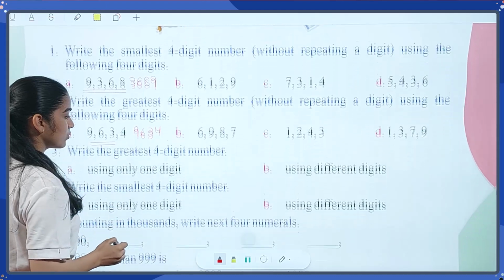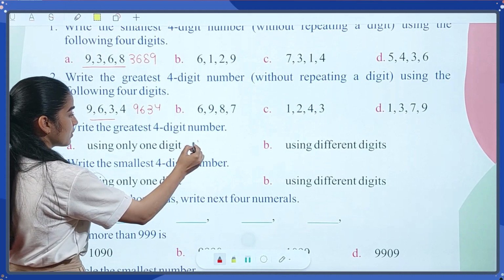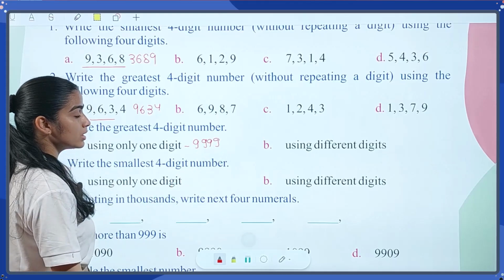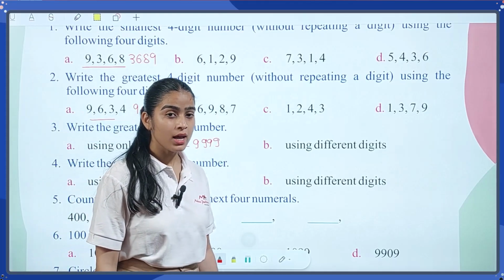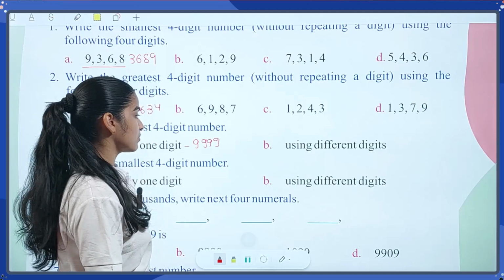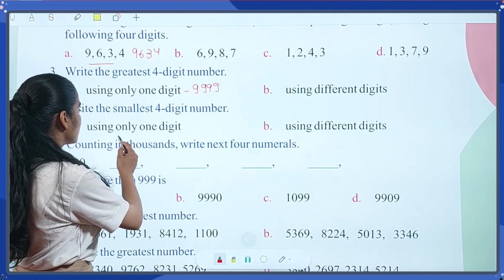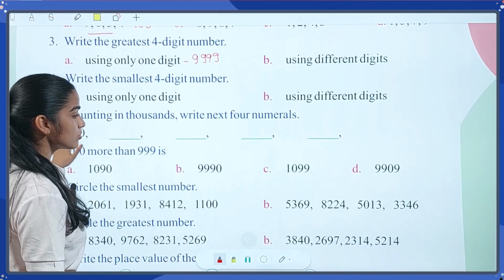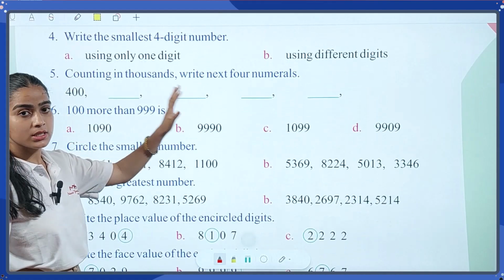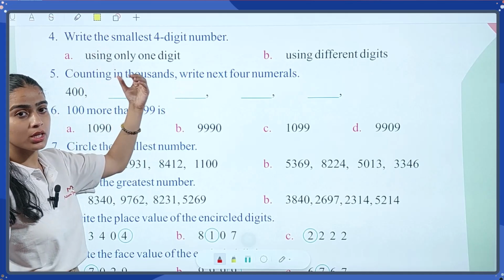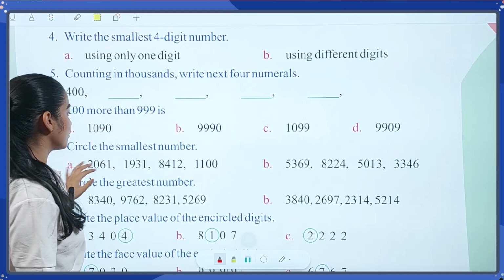Write the greatest 4-digit number. So the greatest 4-digit number we have is 9, 9, 9 and 9. If we have to use different digits, you can make it accordingly. So write the smallest 4-digit number using only 1-digit number. So students, you have already done this and understood it in the above section. So you have to refer to that and then solve this.